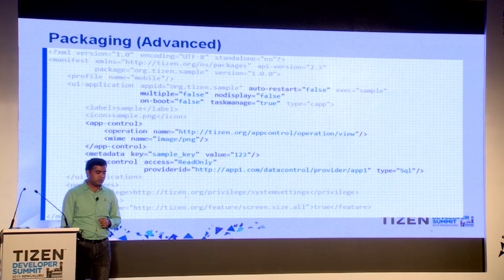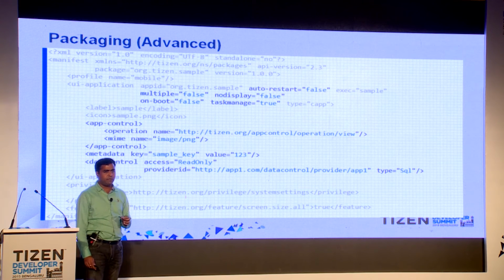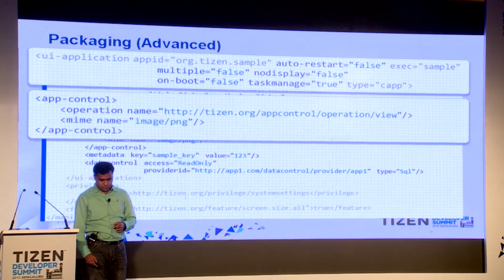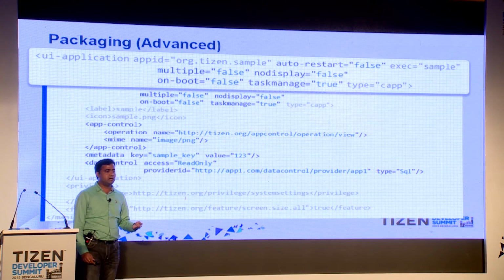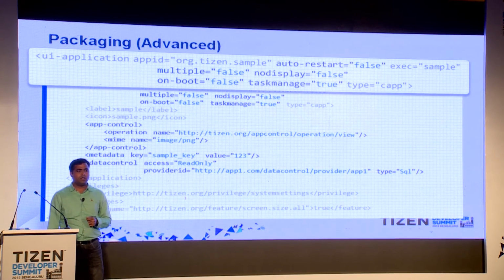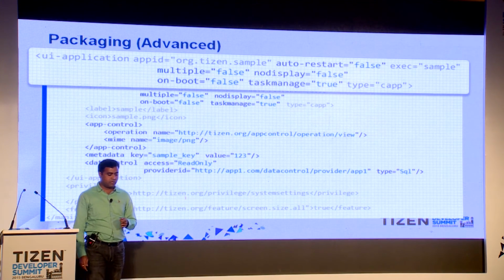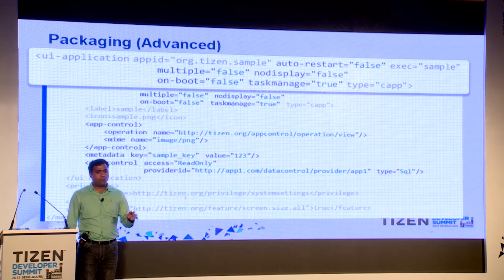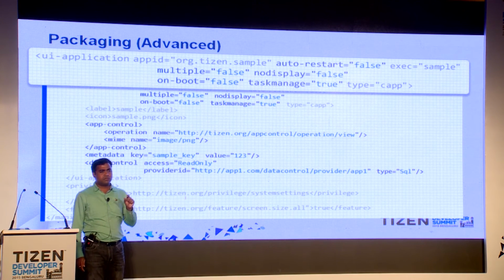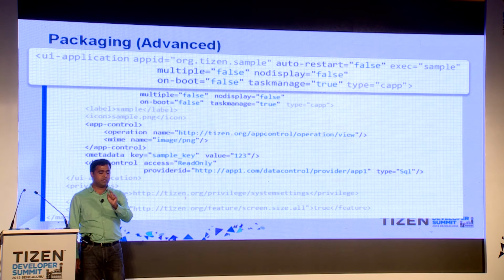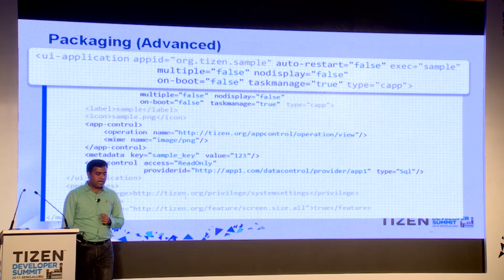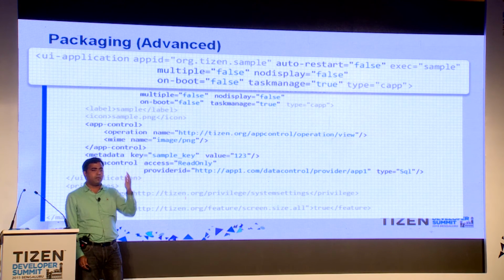So let's move on to the next thing, that's advanced packaging information inside a manifest file. Here there are several attributes. Let's check. Auto restart: if you want your application to be restarted if it gets crashed in between, then you can use this attribute. Multiple: if you want your application to have multiple instances, then you can make use of that. No display: suppose you don't want your application icon and label to show on the screen, then you can use no display. On boot: whenever the device boots, if you want to launch certain services, then you can use the on boot attribute. Task manage is basically to decide whether or not to display your application in the task manager list.